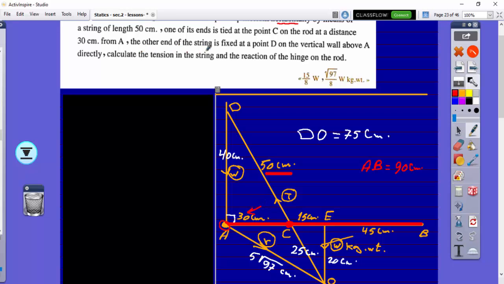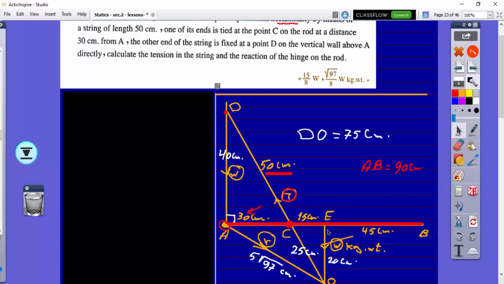The other end of the string is fixed at a point D. Here is the point D on the vertical wall directly above A. Calculate the tension in the string, T, and the reaction of the hinge on the rod.